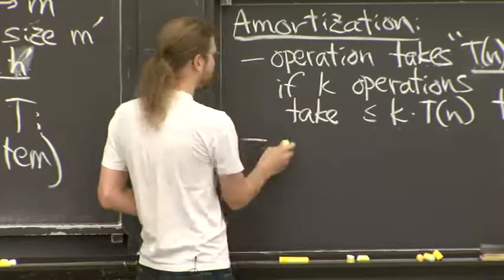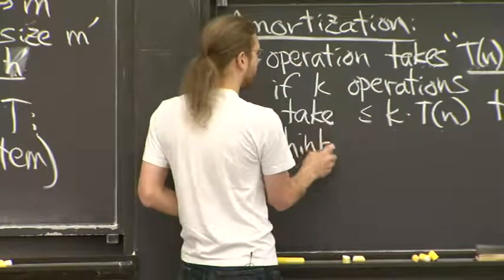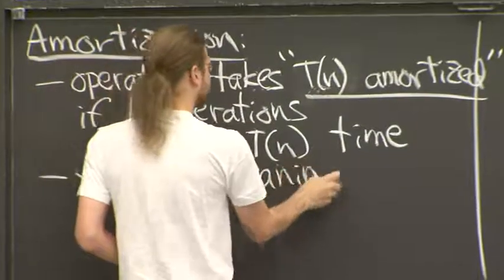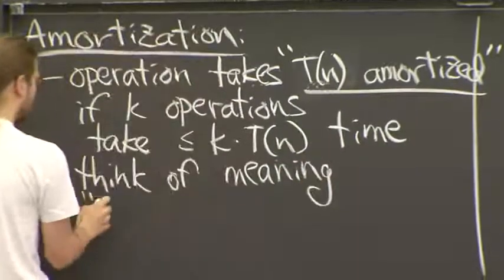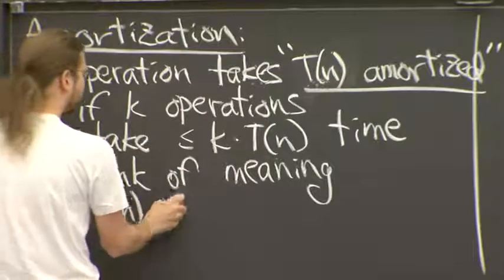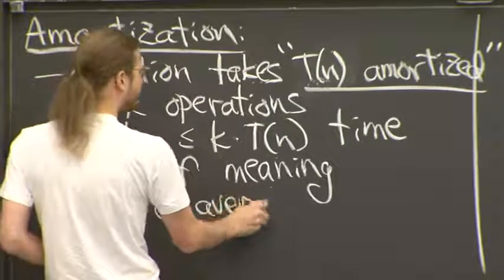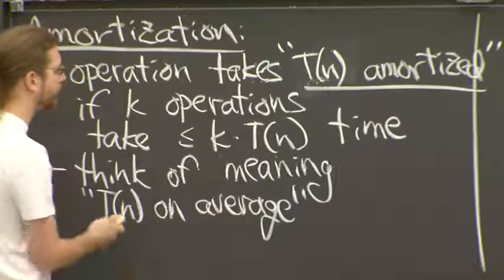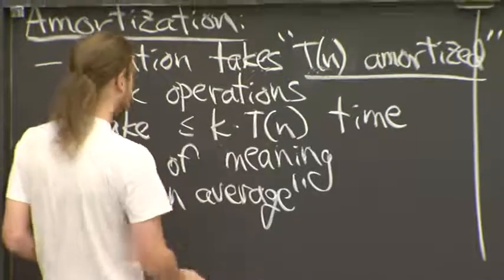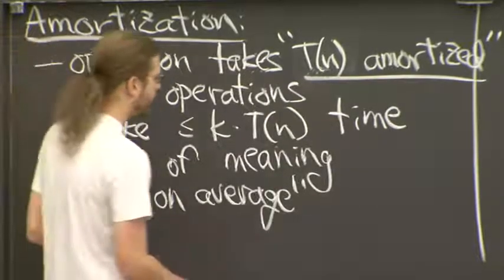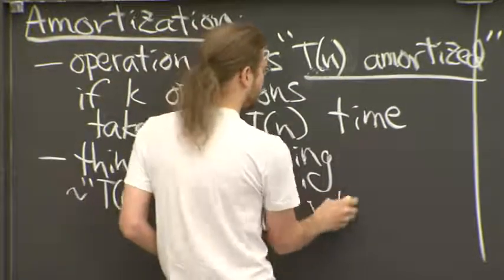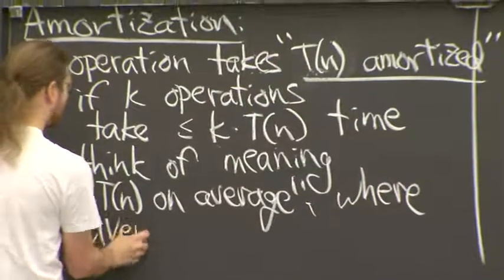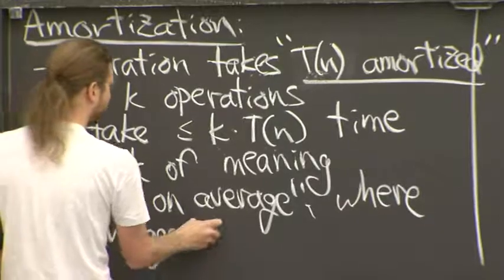So you can think of this as kind of like saying that the running time of an operation is T(n) on average, but let's put that in quotes. We don't usually use that terminology. So maybe you can put a tilde here, where the average is taken over all the operations.